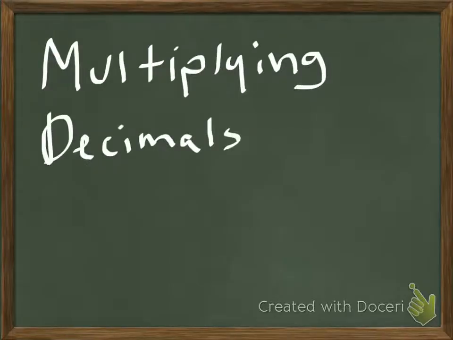Multiplying decimals. Now, when we multiply decimals, it's basically just like multiplying any other numbers. Okay, the multiplication of the number part is going to be the same as what we've done with whole numbers.